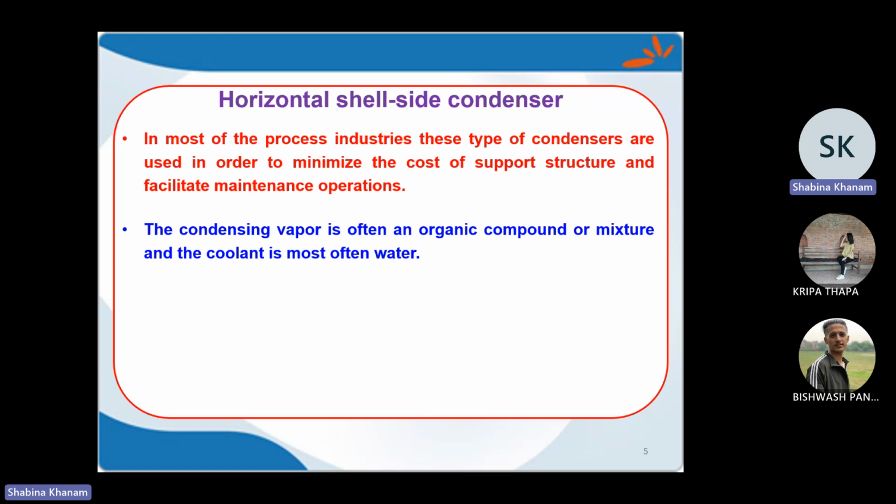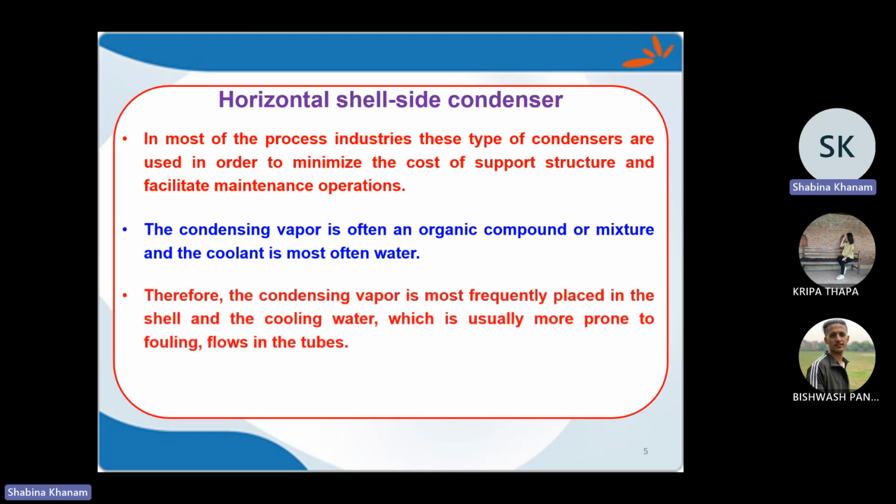How to choose horizontal condensation, or how to choose shell side condensation? We choose shell side condensation when the vapor does not have corrosive tendency. Usually vapor has very little fouling tendency. If some particulate is there, then it will deposit, otherwise not. So corrosiveness is important to consider here. Therefore, the condensing vapor is most frequently placed in the shell.